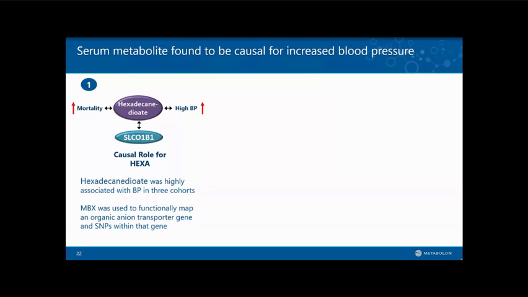So collectively over these studies, they not only functionally mapped a gene of unknown function, a solute transporter, with levels of this metabolite, they also showed that levels of this metabolite correlated with increased risk of blood pressure. So collectively, this provides a hugely clinically relevant area of how metabolomic profiling can be useful in population studies. But association is not causality.